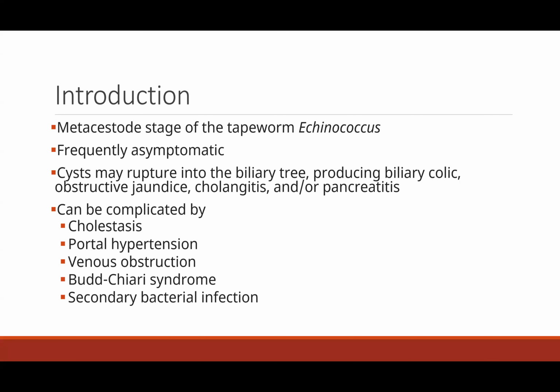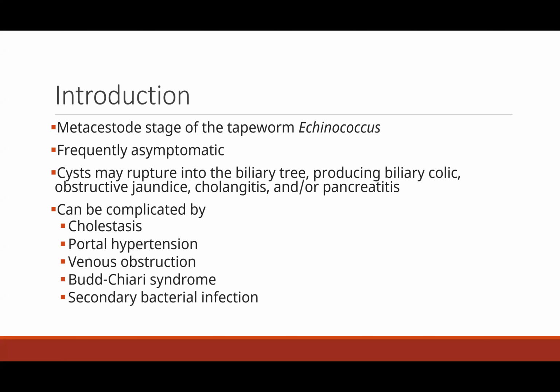It's caused by the infection of the metacestode stage of the Echinococcus tapeworm, and Echinococcus granulosus infection is the one that's usually implicated, and it frequently produces no symptoms, so you're often asymptomatic. But in approximately 25% of cases, the cysts rupture into the biliary tree and can produce features of biliary colic, obstructive jaundice, cholangitis, and even pancreatitis. Less commonly, the cysts may rupture into the peritoneal cavity or other organs, and they may cause anaphylaxis or even multi-organ failure.